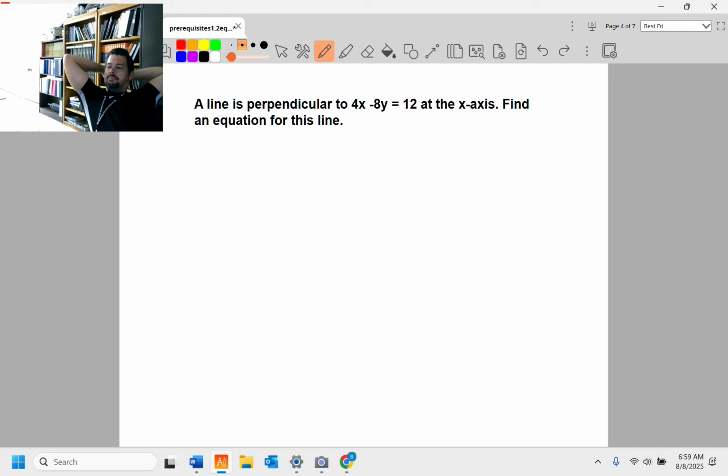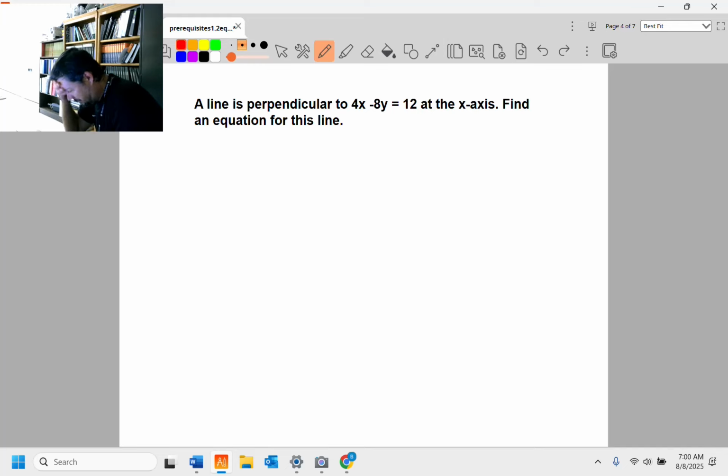A line is perpendicular to 4x minus 8y equals 12 at the x-axis. Find an equation for this line. So what they're telling us in the text is that wherever this line crosses the x-axis, that's where the perpendicularity is happening. But anyways, we're supposed to find an equation for this line.